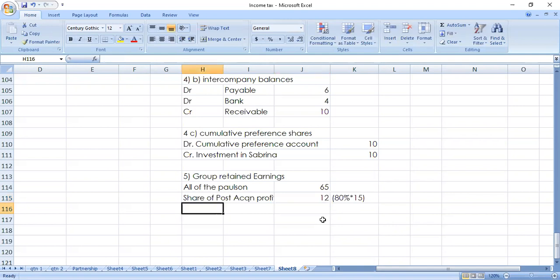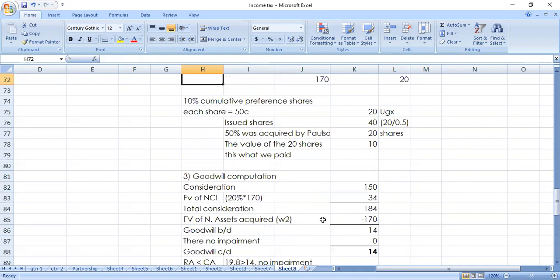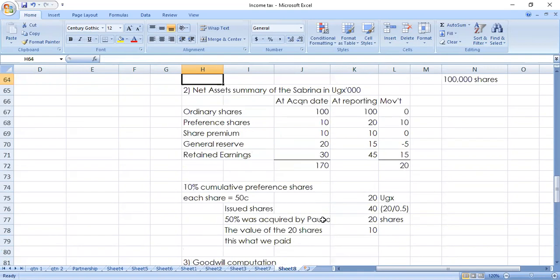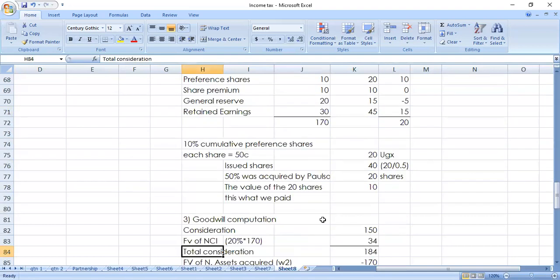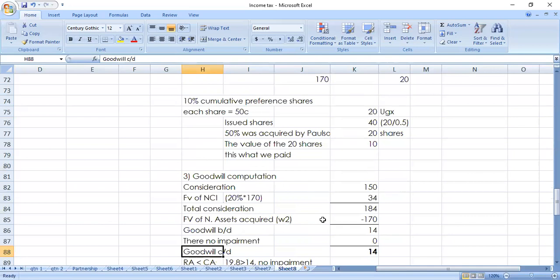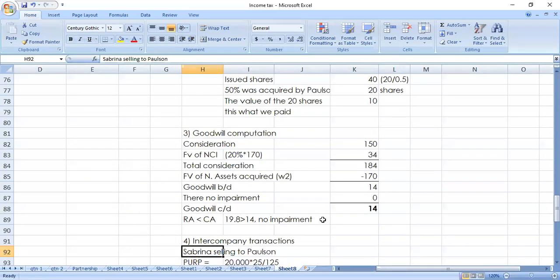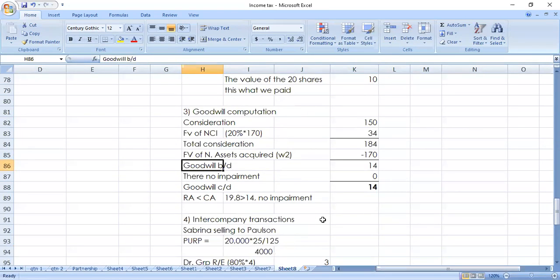Then what else? So now you're done with the share. You move line by line. You see if there's any transaction in between that could have affected your group retained earnings. Under goodwill computation, impairment would have, but there's no impairment. It was a 0, so there's nothing.